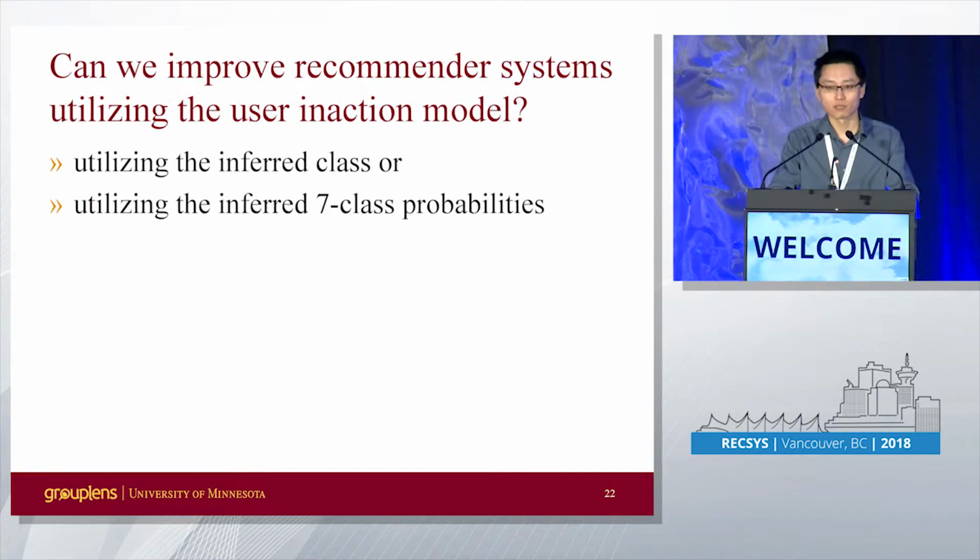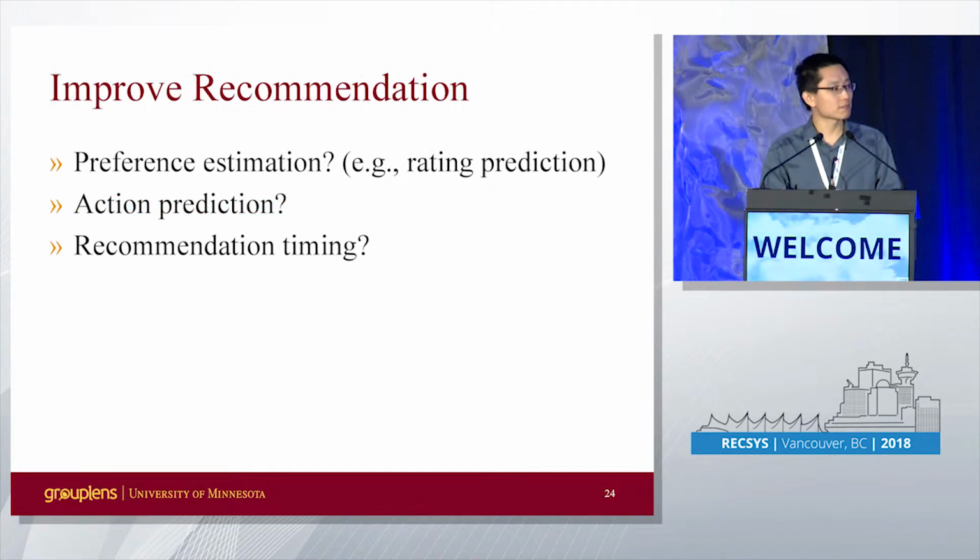What can we do? Can we still improve recommender systems, utilize this user inaction model? Okay. So we can't directly utilize the inaction class because the classifier is not great. So we turn to this second approach, utilizing the inferred 7 class probabilities. We tried 3 different perspectives to improve recommendation: preference estimation, in other words, rating prediction.